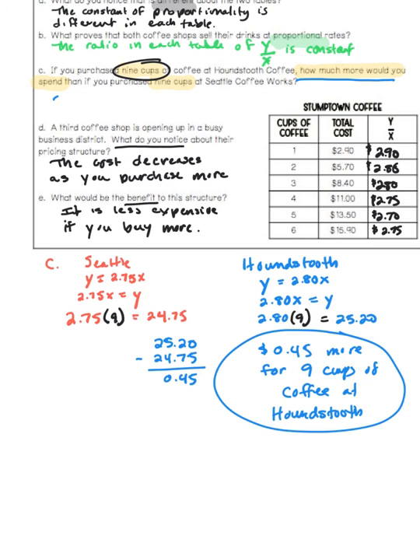And this is a classic marketing, I'm going to call it a ploy. Marketers do this because it encourages us as consumers to buy more because we're getting a bargain, we're paying less. Finally, I just want you to notice that because this is not constant, this is not a proportional table.